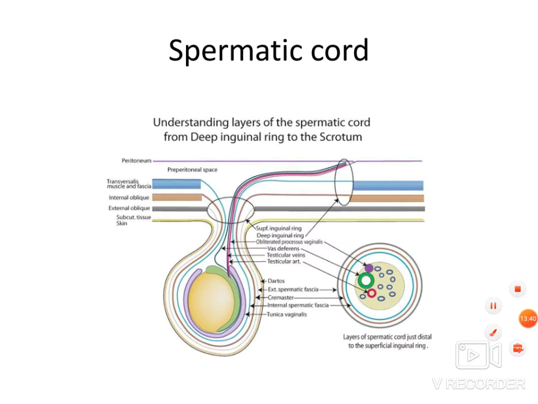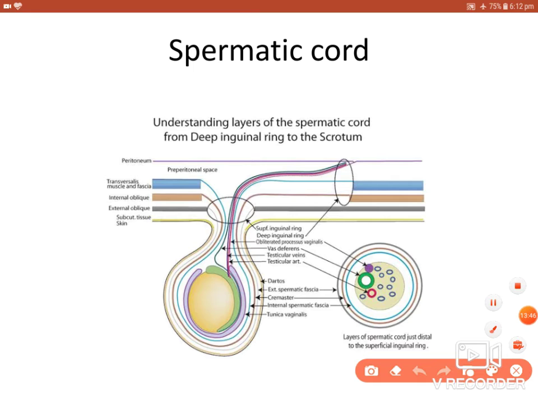Then coming to the spermatic cord. So the testis is suspended in the scrotum by means of the spermatic cord. Its main content is the vas deferens or ductus deferens, with some layers of tissues. Here this is the scrotum, and this is the testis.